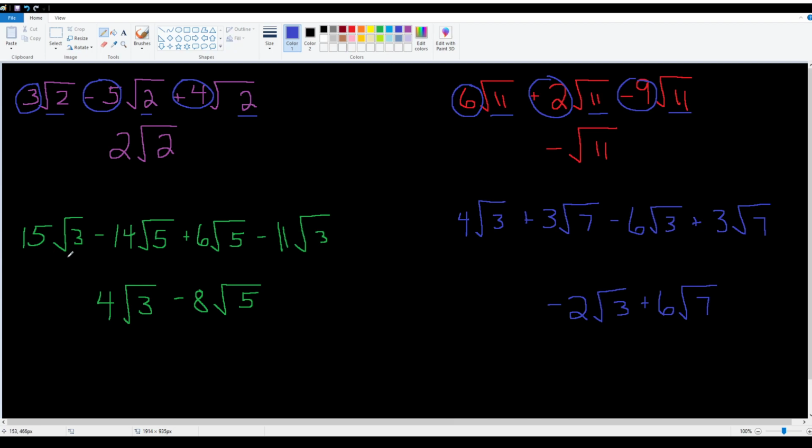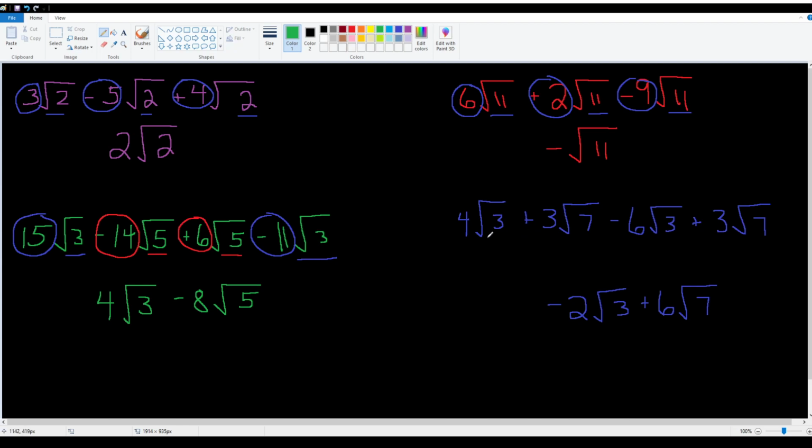This one has a radicand of 3, as does this term here, so I'm only going to be combining these two terms. So I'm going to combine my two coefficients, 15 minus 11, that's going to give me 4 radical of 3. For these, we have the radicand of 5, so I'm going to be working with combining these two coefficients together. Negative 14 plus 6 gives me negative 8, so it's going to be minus 8 radical 5.